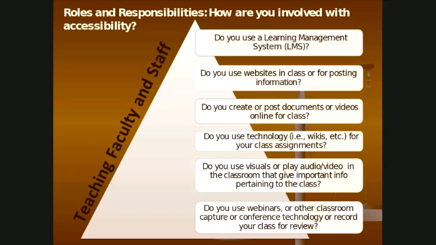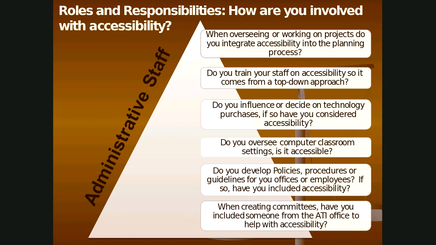When we're looking at teaching faculty and their role or responsibility, we try to break it down and ask a few different questions to get folks thinking about how they fall into accessibility themselves. We ask if they have a learning management system, if they use websites, if they post documents or videos, if they use different technology in the classroom, such as wikis or other supplemental information, if they use visuals like audio or video, or even conference technology like what we're using today for Collaborate. It gives an idea to get people started to think.